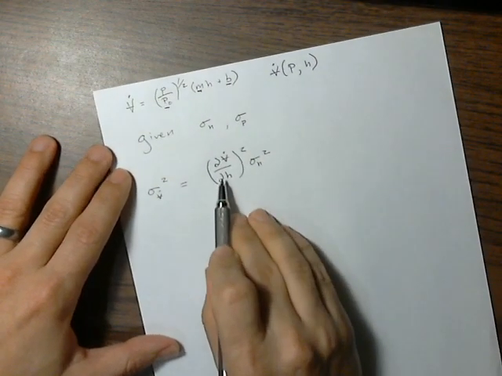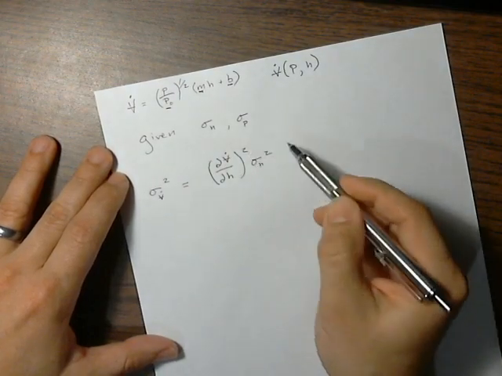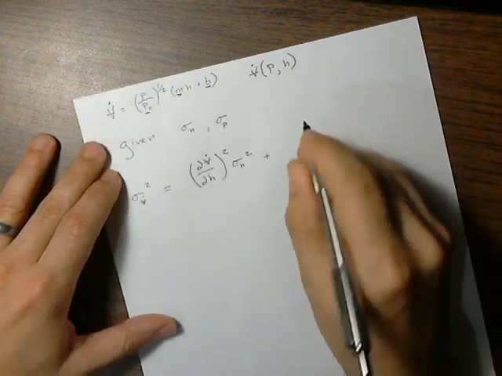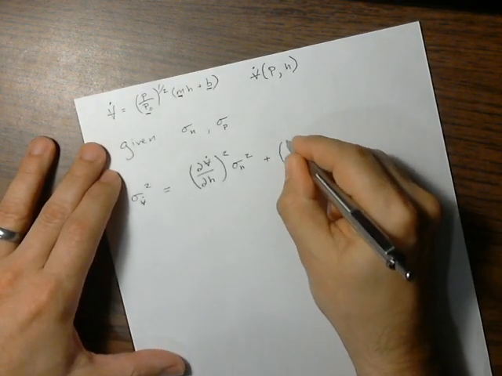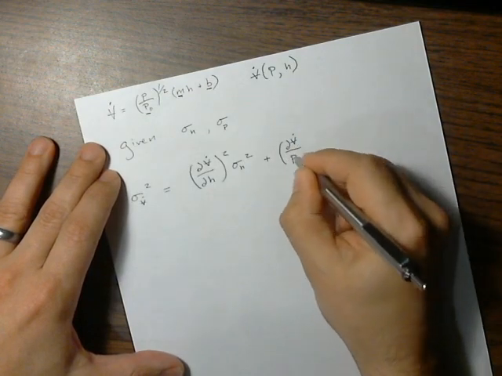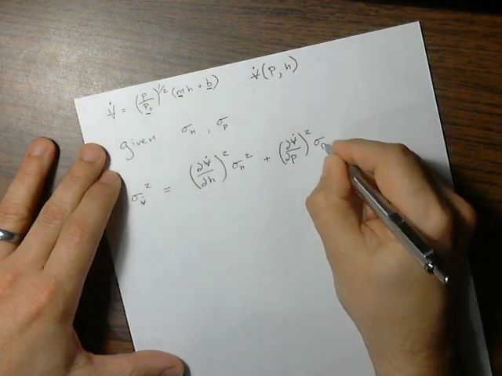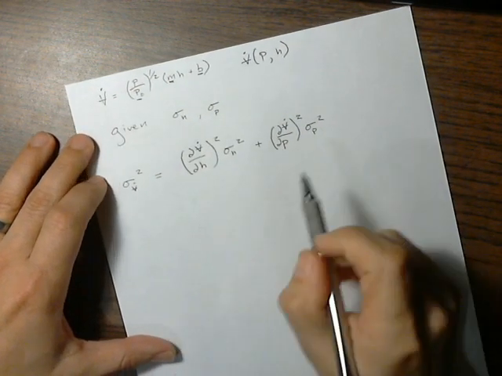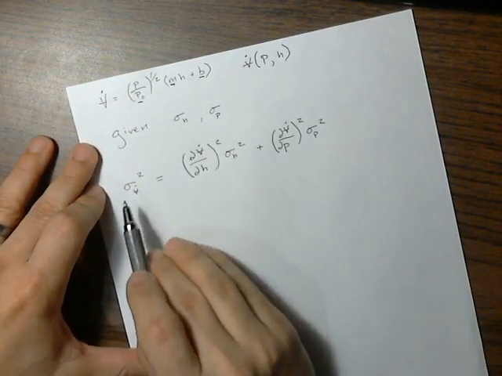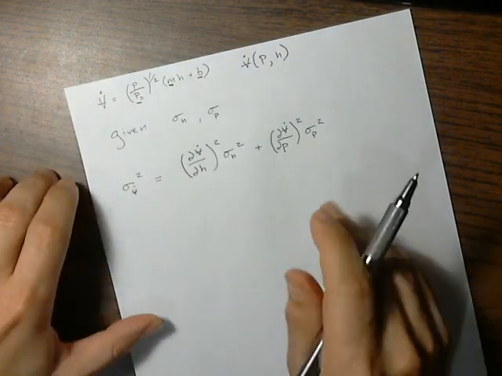It's this: the partial derivative of V with respect to height squared times the variance of height, plus the partial derivative of V with respect to P squared times the variance in P. There we go. So if we can just evaluate this equation, we'll have our new variance for volume flow. And this is how it's done.